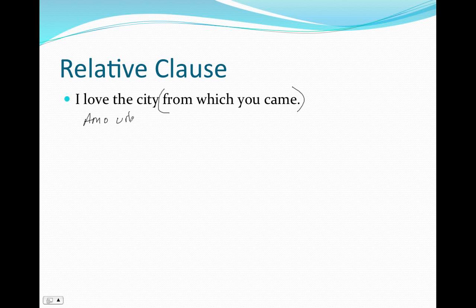Amo urbem. Now, urbem is feminine, and it's singular. So our relative pronoun has to be feminine and singular. And then we have to do from which. So ex takes an ablative, so we want a feminine, singular, ablative relative pronoun. Ex qua, and then you came, venisti. I love the city, ex qua venisti.